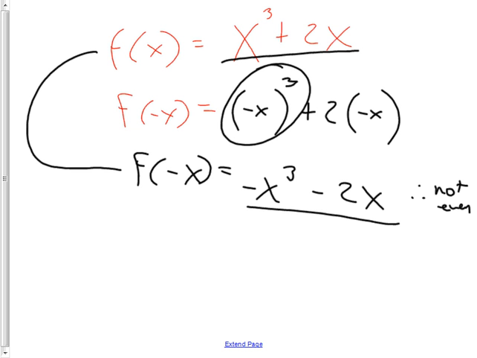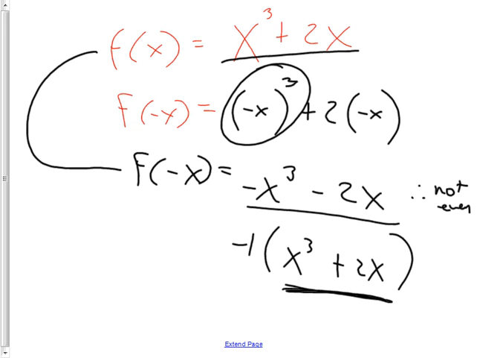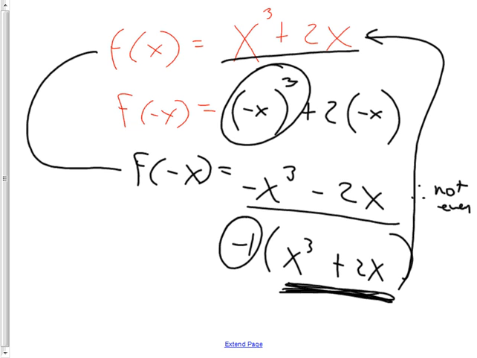Then what do we do? Factor out a negative 1. And what do you got left? X cubed plus 2x. Is this f of x? Because remember, if it's negative f of x, then it must be odd. And that is f of x. Cool. So we just proved, therefore, it's odd.